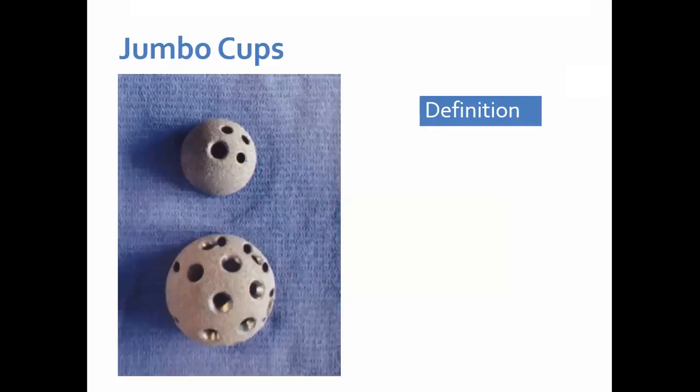Now we come to the jumbo cups. A jumbo cup is defined as a cup that's at least 10 millimeters in diameter larger than the cup used in the primary setting for the same patient. Usually, if in the primary total hip the patient had a socket size of 50 millimeters, his jumbo cup would be 60 millimeters at least.